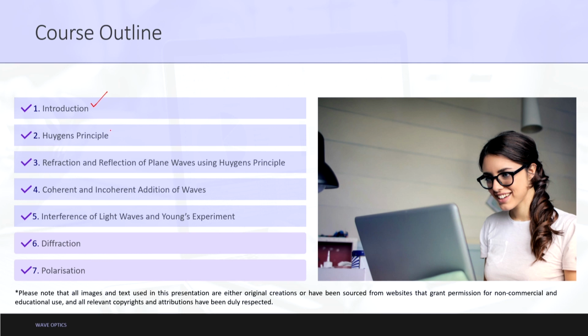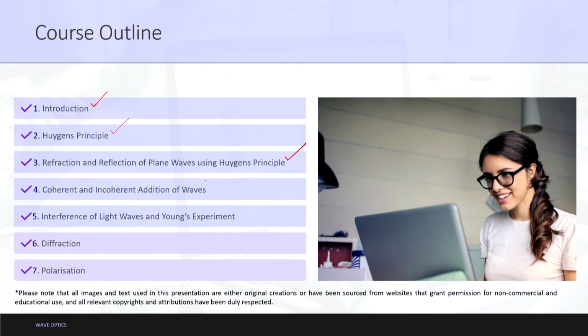Then the second concept we understood was the Huygens principle, in which we understood the concept of a wavefront. A definition of wavefront was explained, and finally Huygens principle helped us find the wavefront at some time t equal to tau if we know the wavefront at time t equal to 0. Then in the third point we understood the refraction and reflection of plane waves using Huygens principle. Basically, we proved the refraction and reflection laws using Huygens principle and wavefront.